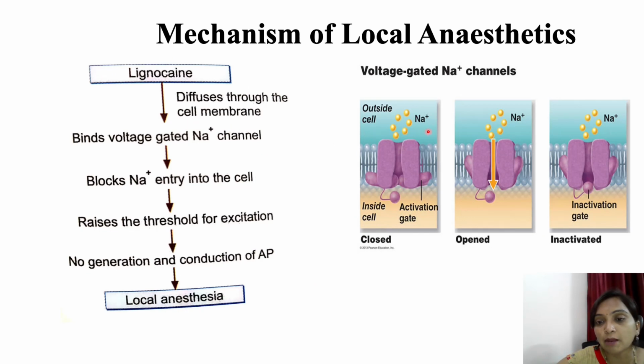So first, these local anesthetics get diffused into the cell. Okay, and then they bind to the inner surface of the sodium channel, and they increase the duration of the inactivated gate. They close the channel and the duration of the inactivation stage is increased. So thereby the sodium does not enter into the cell, and it will not generate an action potential, and it also raises the threshold for excitation of the cell. So the cell does not get activated and there is no depolarization. That is how local anesthesia is produced.